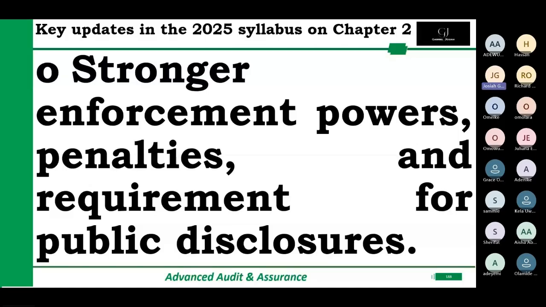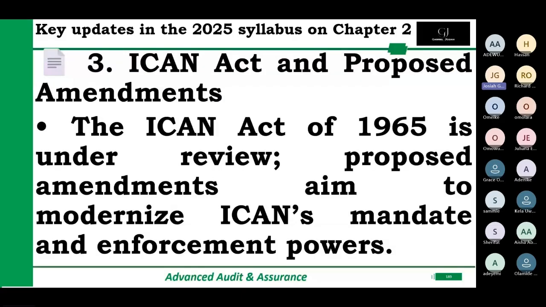The third one is not really an update, but it's been stressed in the new syllabus: the ICAN Act and proposed amendments. The ICAN Act of 1965 is under review currently, and proposed amendments will be released, aimed at modernizing ICAN's mandate and also enforcement powers in the areas of governance, regulating, audits, and accountants generally, to serve the public better and be more accountable and responsible in helping businesses thrive.